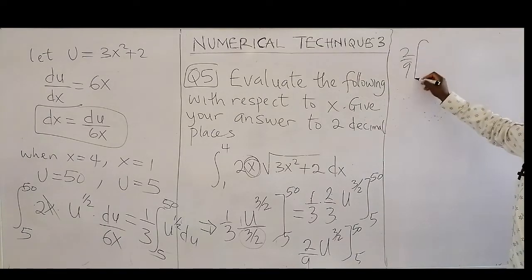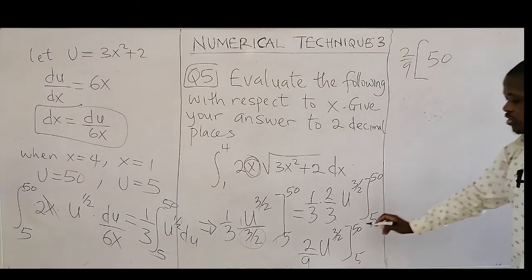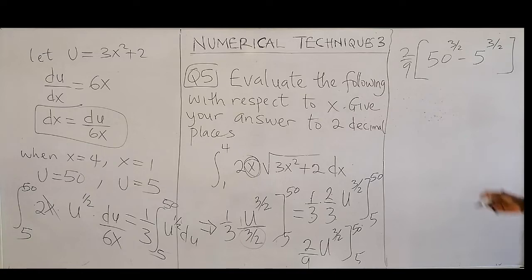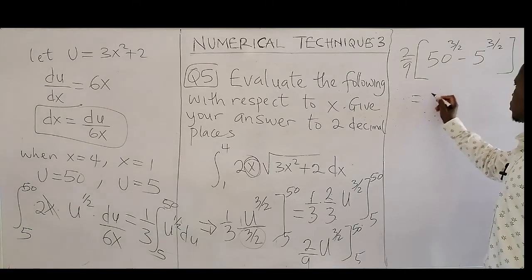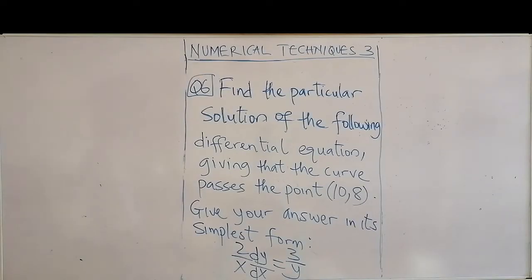You can take it outside. And then your u for the upper boundary is 50. Start with the upper boundary, 50 to the 3 over 2, then minus the lower boundary, what is it? It is 5 to the 3 over 2. Then you can use your calculator and get the answer. So that will be equal to 76.08.